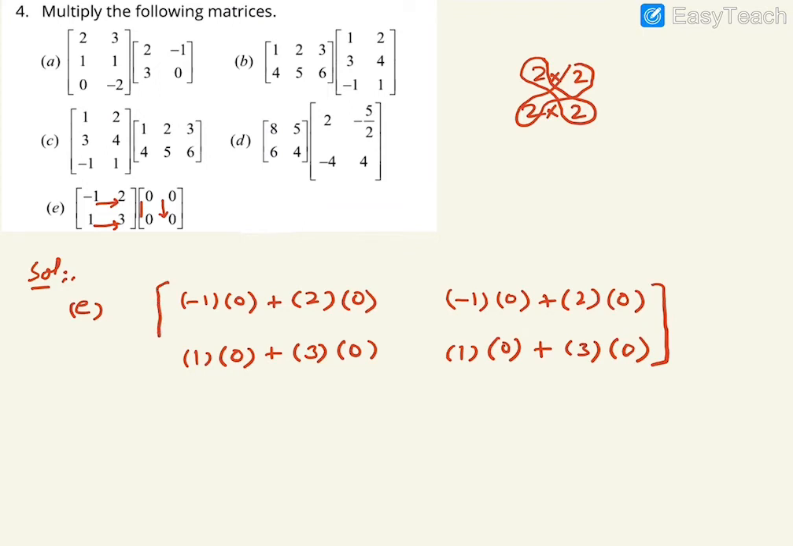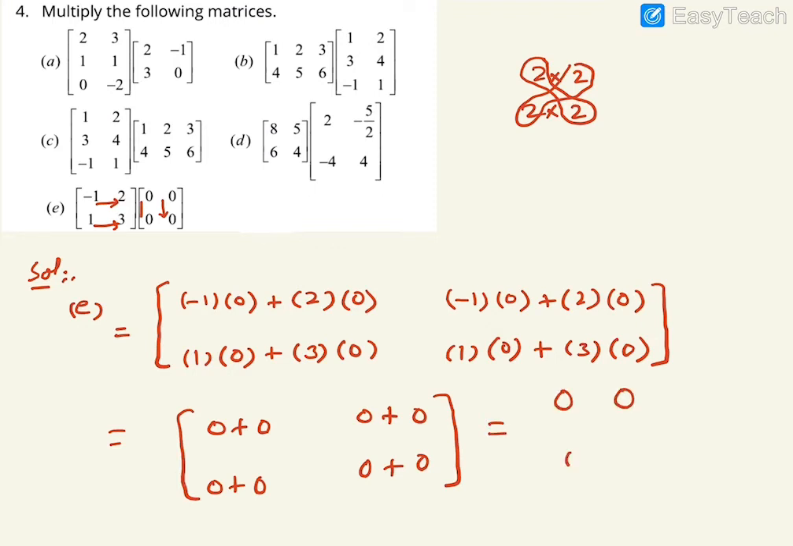Now what we are going to get is 0 plus 0, 0 plus 0, 0 plus 0, 0 plus 0, which will be 0, 0, 0, 0. You can say null matrix, and the order is 2 into 2. So this is the answer.